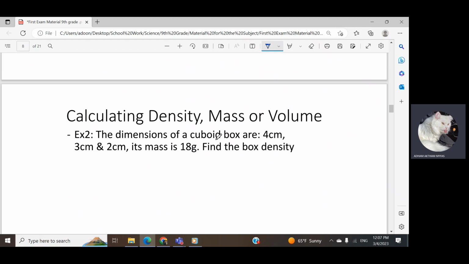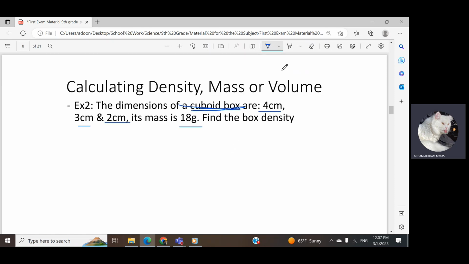So let's move to the next slide. If I told you the dimensions of the cuboid box, we have to focus. This is a cuboid, not a cube. And this is the length, the width, and this is the height. Its mass is 18. So, Mr. Adham, what's the difference here? The difference, I can say, density equals mass over volume. What about the mass? I have it already. It's 18 gram.